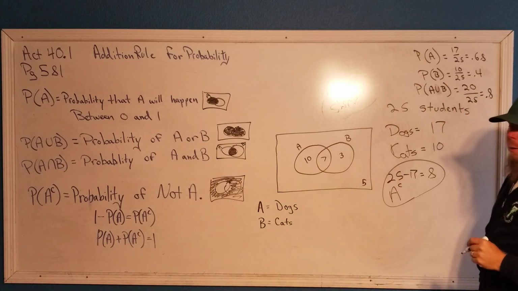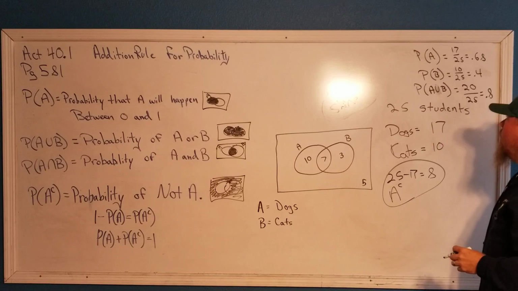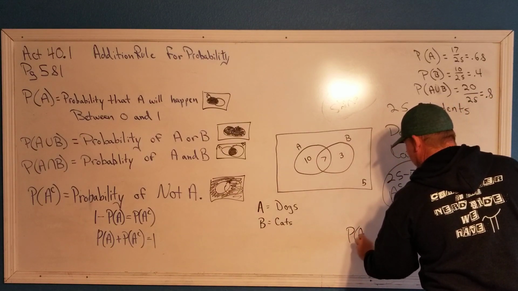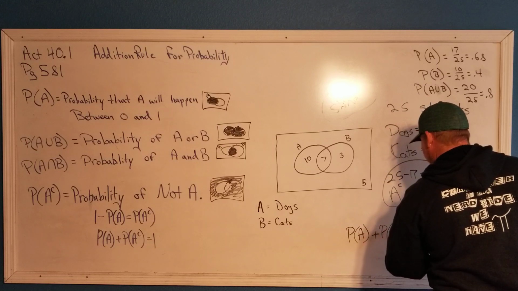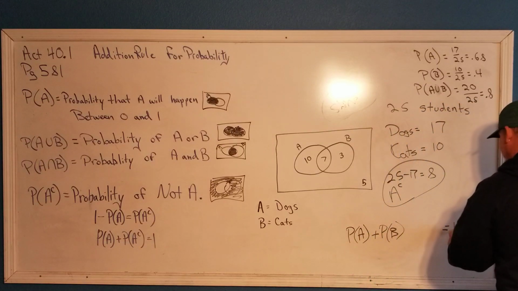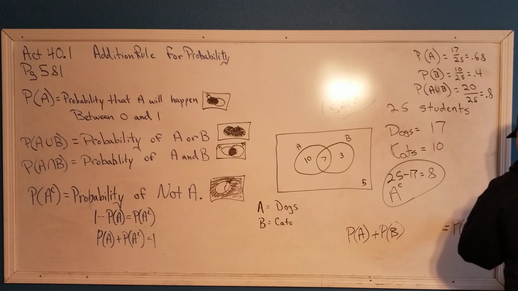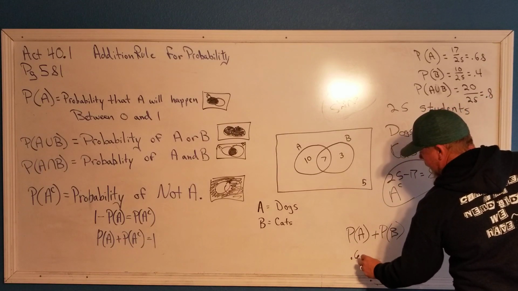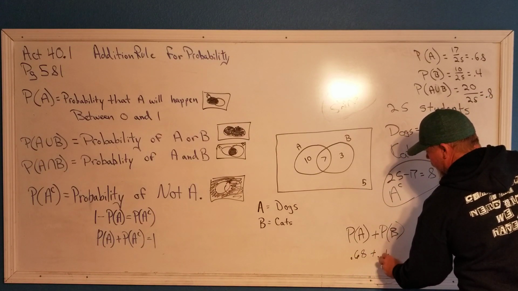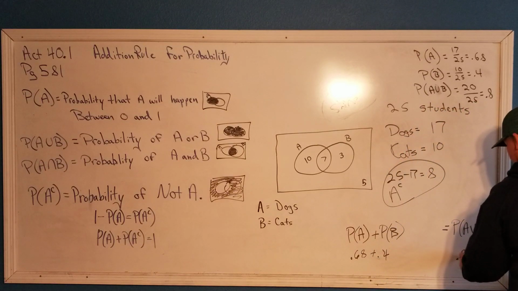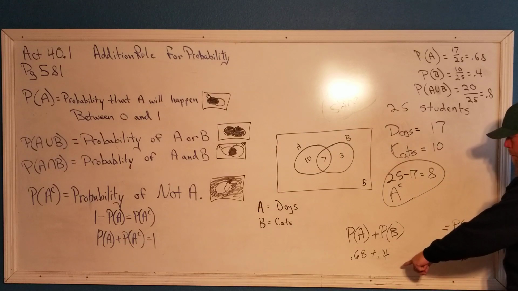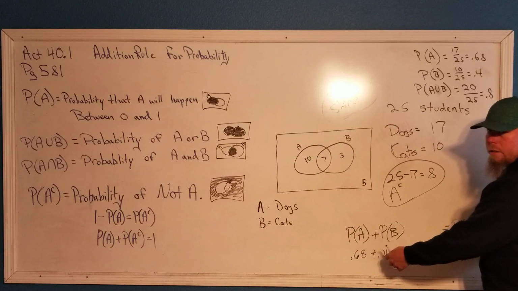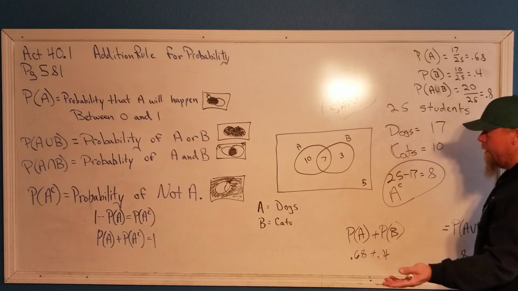So here's my question. What is the relationship? Obviously, does the probability of A plus the probability of B equal the probability of A or B? Well, think about it. This is 0.68 plus 0.4, and this is 0.8. Well, 0.68 plus 0.4 is going to be more than 0.8. How much more? Well, this is 1.08, so this is actually more than the whole thing together, so there's something wrong there. We need to figure out how to balance that.